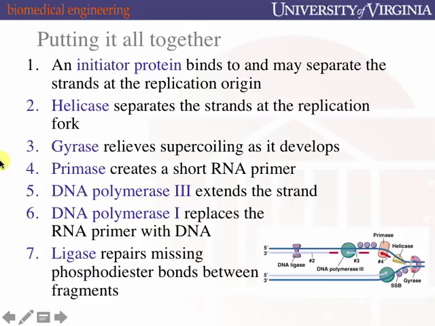And then in that replication fork, we have RNA primer being laid down by primase, that is extended by DNA polymerase 3 or Pol delta. And then the RNA primers are removed by Pol 1 or Pol alpha. And then the final step is the last little nick there is repaired by DNA ligase. Repeat that all the way through the genome, the chromosome, and then you have a fully replicated strand.